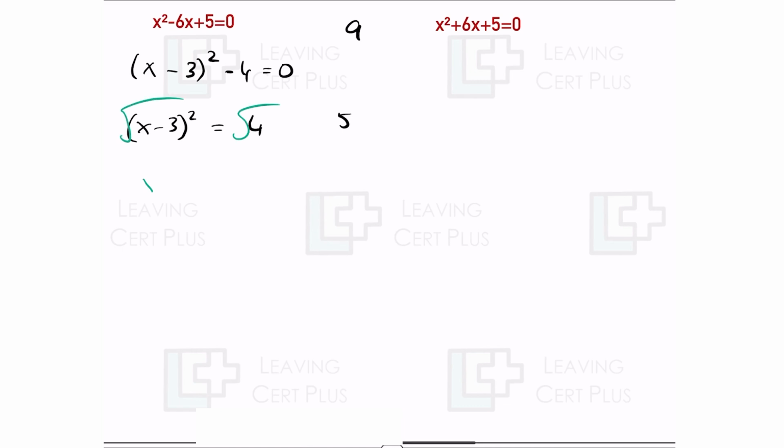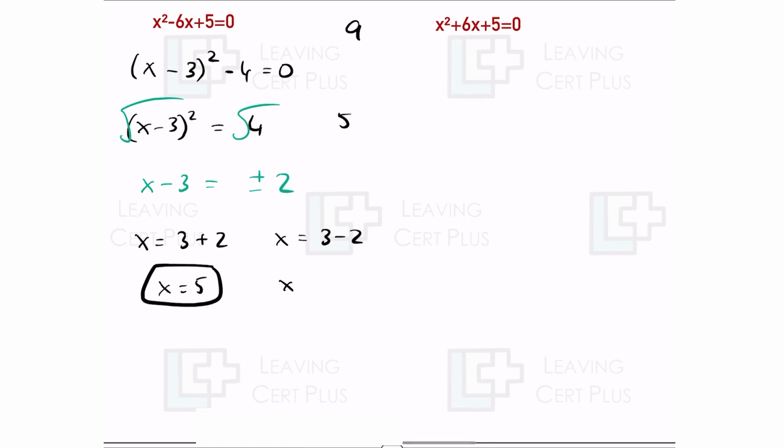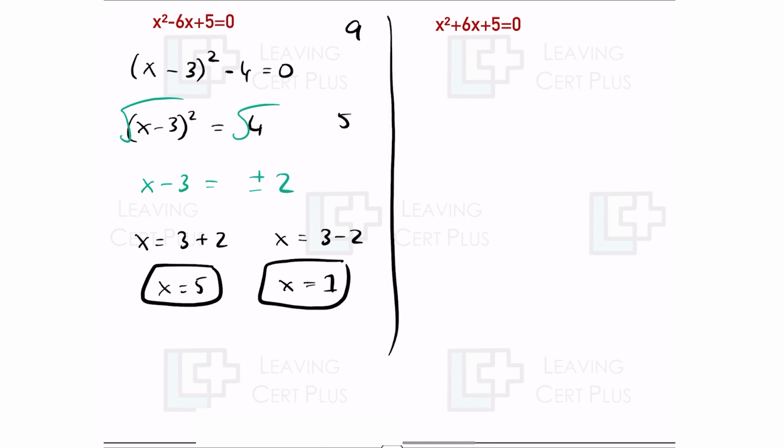So that's going to be x minus 3, and that's plus or minus 2. So move over your 3 and turn it positive. You've got x is equal to 3 plus 2, and x is equal to 3 minus 2. So your two roots are x is equal to 5, one answer, and x is equal to 1, your second answer. Last example then, if you haven't already, give it a go.